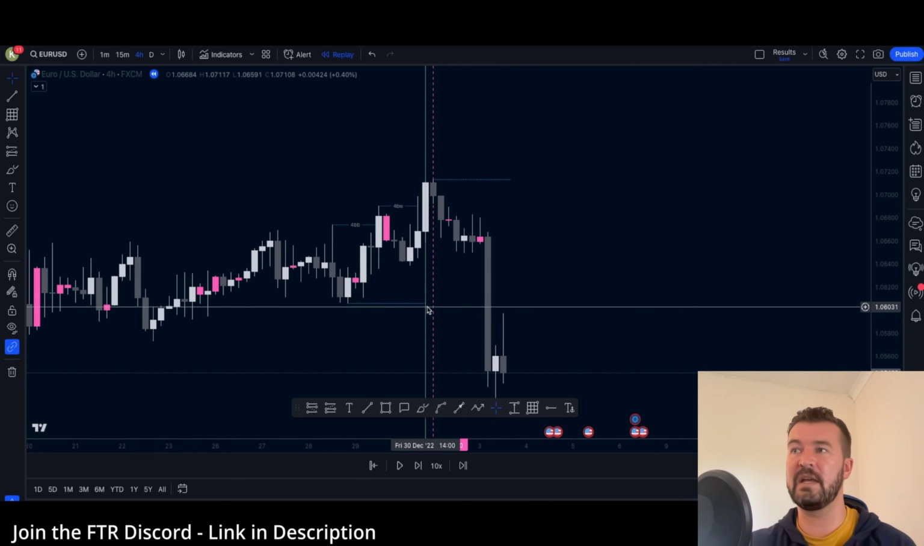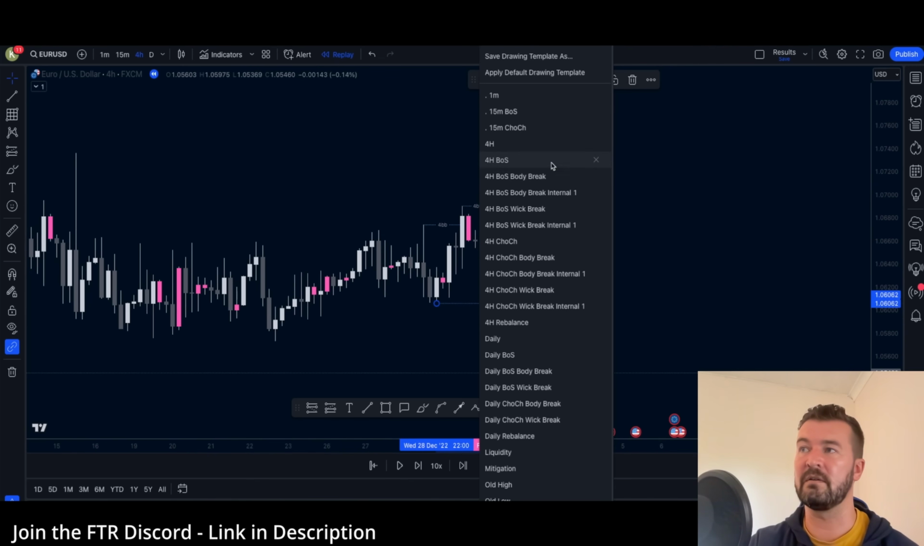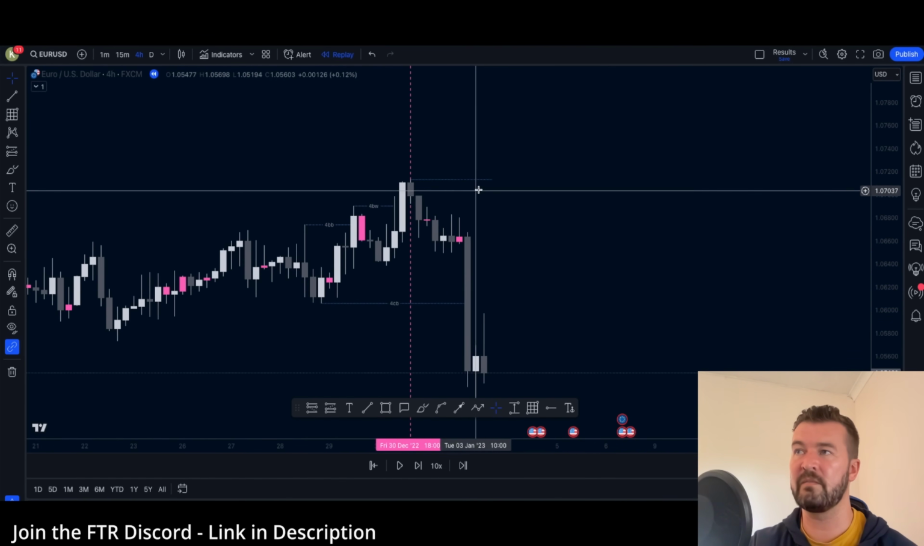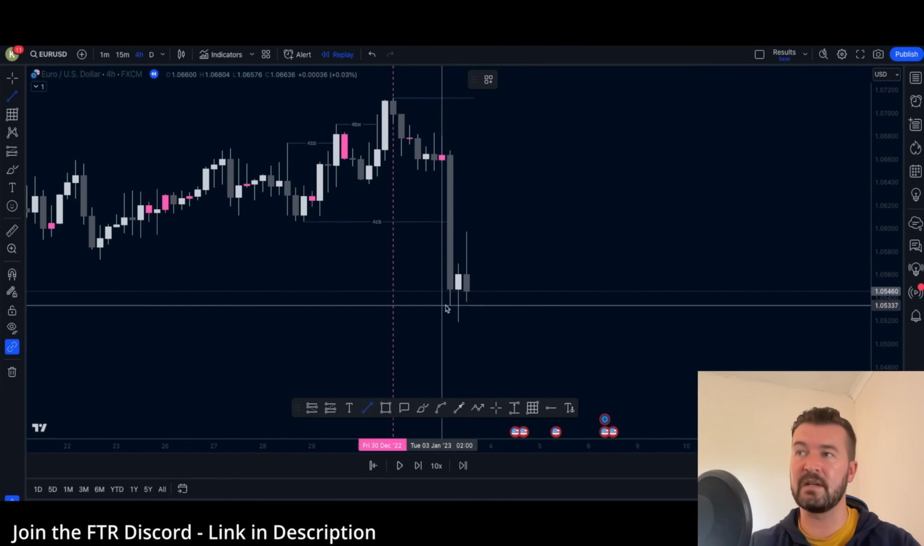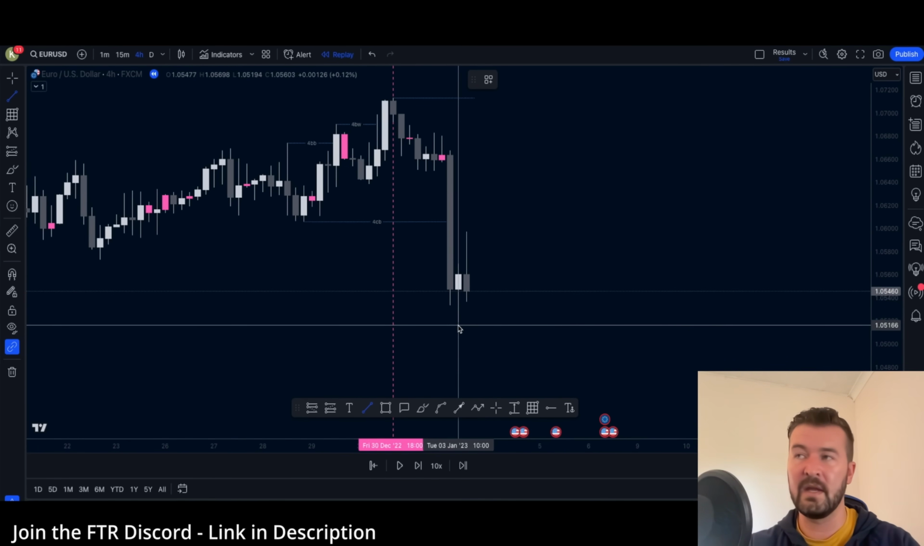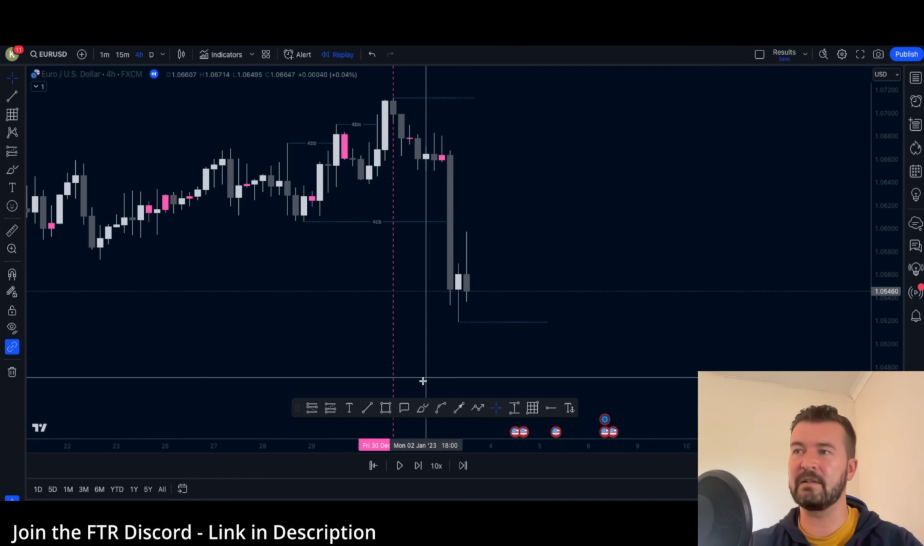There we go. So we get our first CHOCH. Ooh, CHOCH with a body. All right. So I use a lot of presets which I've made. So H4 CHOCH with a body. That's the high at the moment to break. Price is now pulling back. So we got a low, break at a low, and then a bit of space right here. Okay. Price is starting to pull back.